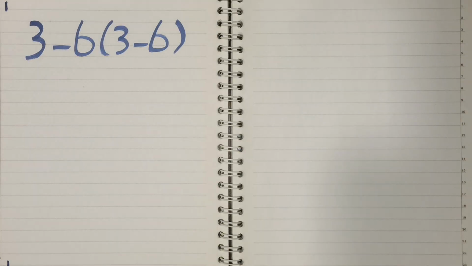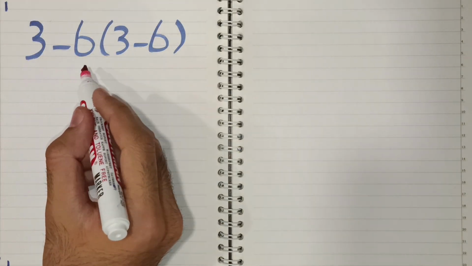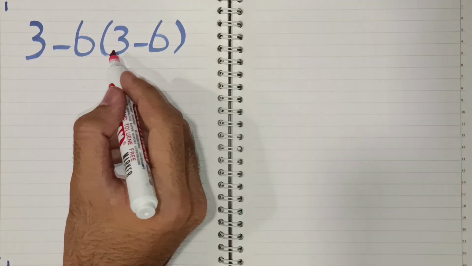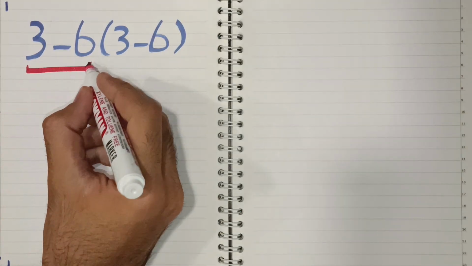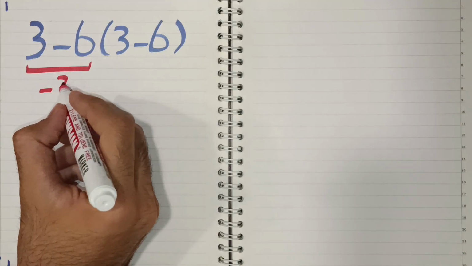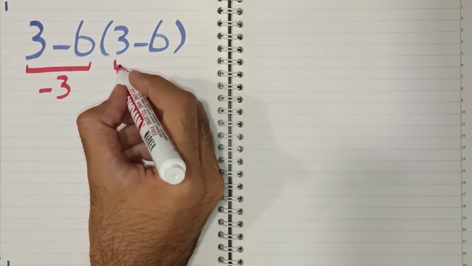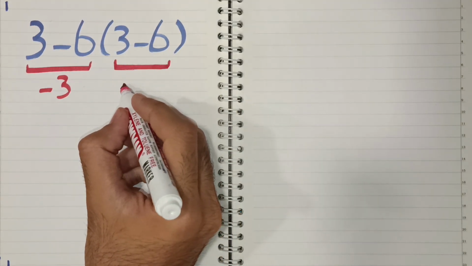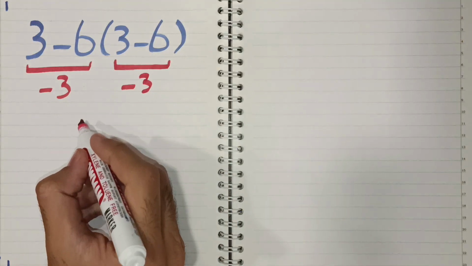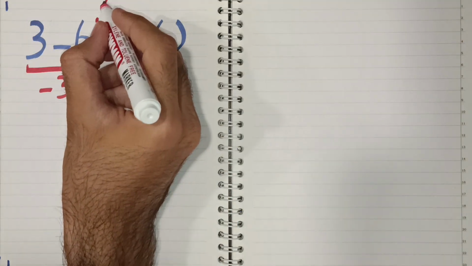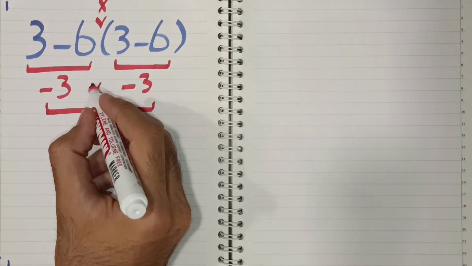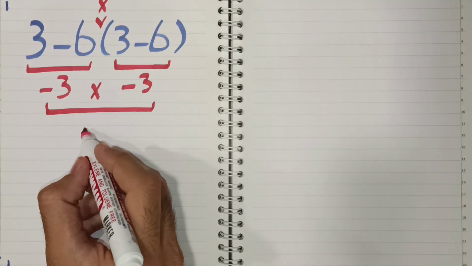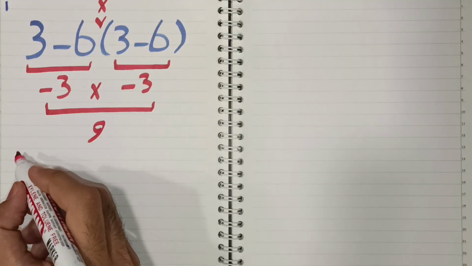Hi guys, here we have 3 minus 6 times 2, with a parenthesis, which is 3 minus 6. So 3 minus 6 equals negative 3. And here again 3 minus 6 equals negative 3. Here we have multiplication. Negative 3 times negative 3 equals 9.